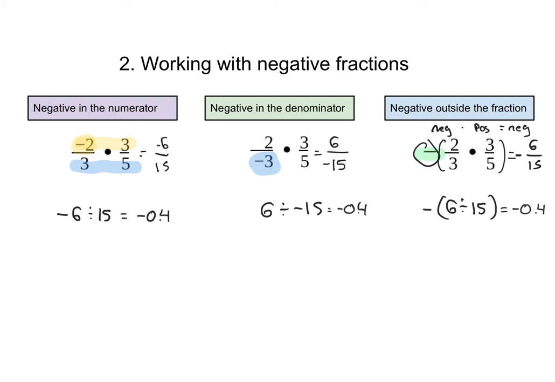So what I found when I put those all into my calculator is that no matter where that negative was in the fraction to begin with, my outcome is the exact same value. The product is the same, negative 0.4. So it doesn't really matter where that negative is in a fraction as long as you use it consistently.